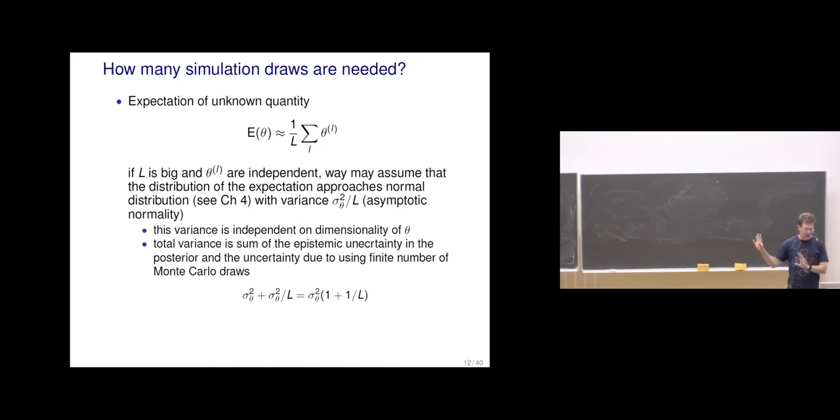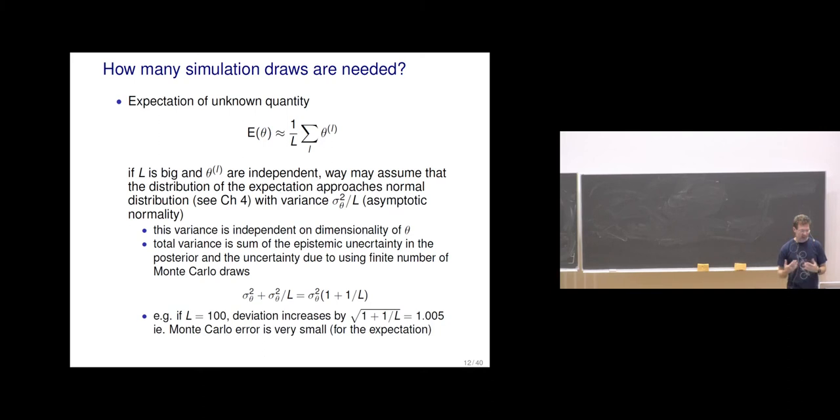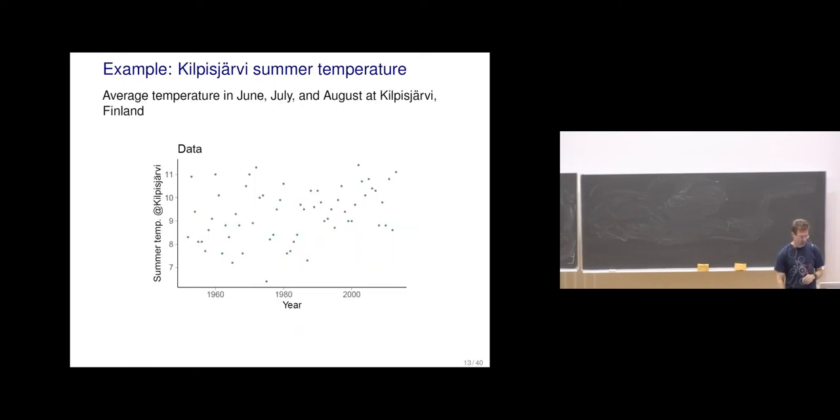But just numerically, we know that the Monte Carlo error is inflating our uncertainty by this 1 plus 1 per L. And even with just 100 simulation draws, this standard deviation uncertainty is increasing only half a percentage. So for expectations, usually 100 independent draws is enough. We usually need more MCMC draws, and we usually need more draws for quantities other than the mean. We come back to chapter 4, which shows also other counterexamples than just the infinite variance case. There are other cases where this asymptotic normality doesn't hold.